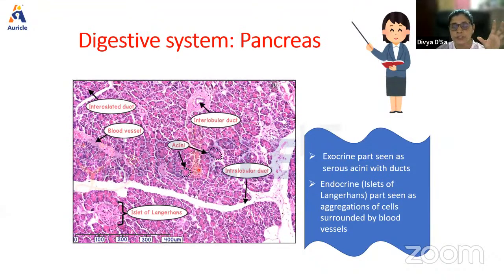In the pancreas, the exocrine part is seen as the serous acini. Same as how we saw the serous salivary gland, the lobes and lobules within that serous acini are seen. We see all the ducts: interlobar, intralobar, and intercalated ducts. The connective tissue is seen in between. In addition to that, the endocrine part is seen as islets of Langerhans. Whenever you show the endocrine part, you have to associate it with blood vessels around it, because endocrine glands, as we all know, don't have ducts. So the secretions are poured directly into the blood vessels.